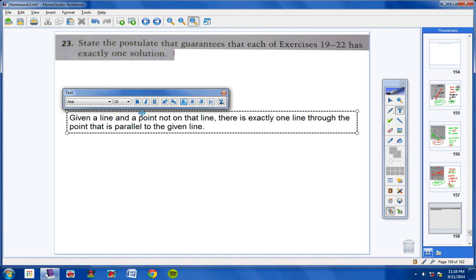Okay, that's a theorem that we learned, so think about it. In numbers 19 through 22, you were given a line and a point not on the line, and they asked you to find the equation of the line parallel. Well, look what this postulate says. There is exactly one line through the point that's parallel to the given line. So this postulate guarantees that each of the exercises in 19 through 22 has exactly one solution. Okay?